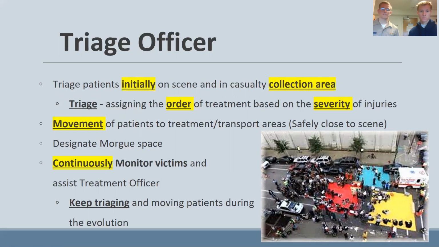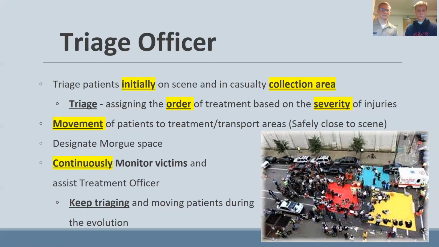So the triage officer is in charge of triaging the patients. And triaging is where you're assigning the order of treatment based on the severity of injuries. And so they will do that twice. You do an initial on scene, right when you get on scene, they'll triage the patients and organize them. And then also when they're treating them later, they'll also keep triaging them.